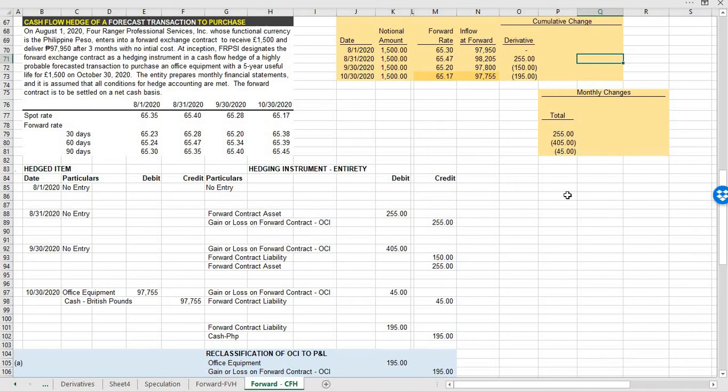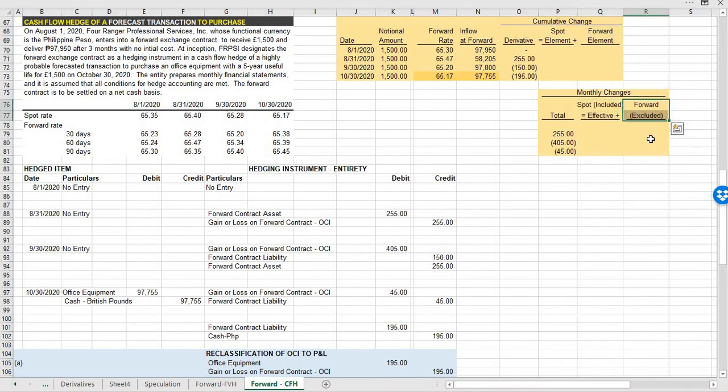And ang ating gagawin ngayon ay ihihiwalay natin yung spot element at yung forward element nitong total change na ito. So, again, ang ating elements ay yung spot elements at forward element. So, ganun din sa monthly changes. Nakahiwalay din ang spot tsaka forward.